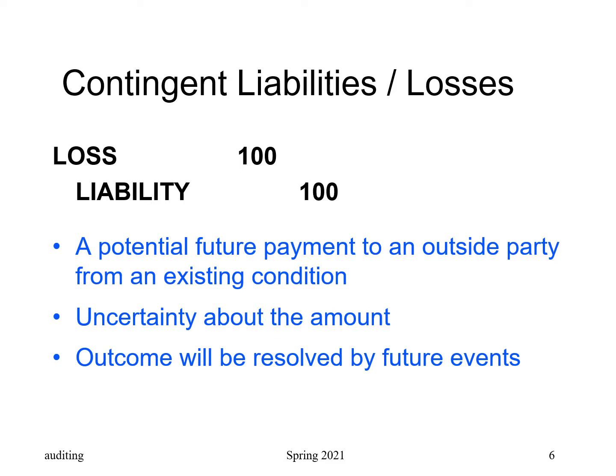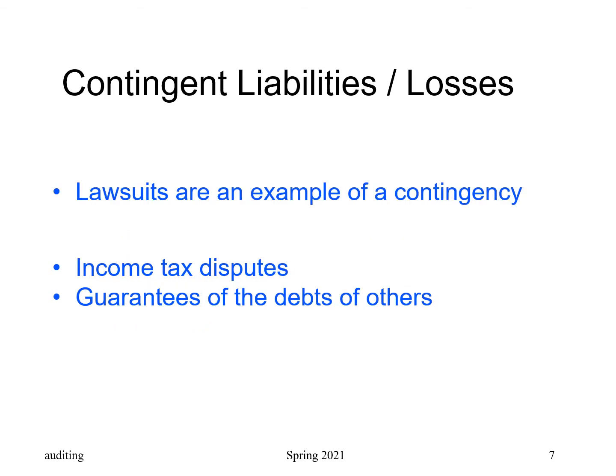Contingent liabilities, contingent loss. Some people call them contingent liabilities, some people call them contingent loss. If you look at the entry, it doesn't make any difference. The debit's called a loss, the credit's called a liability. Potential future payments from an existing condition. We're uncertain about the amount, and the outcome will be resolved by some future event. Lawsuits are a great example of contingent liabilities.